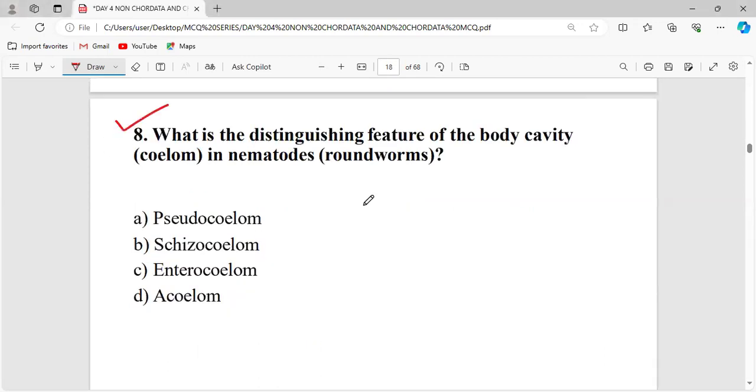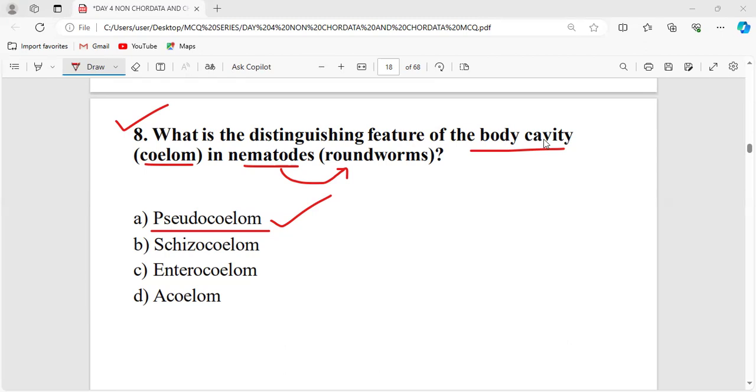What is the distinguishing feature of the body cavity in nematodes? We know that the body cavity is the coelom, and nematodes are generally called the round ones, platyhelminthes the flat ones, and annelida the segmented ones. What is the body cavity of nematodes? Pseudocoelomate. Very good. And what is the body cavity for flatworms?